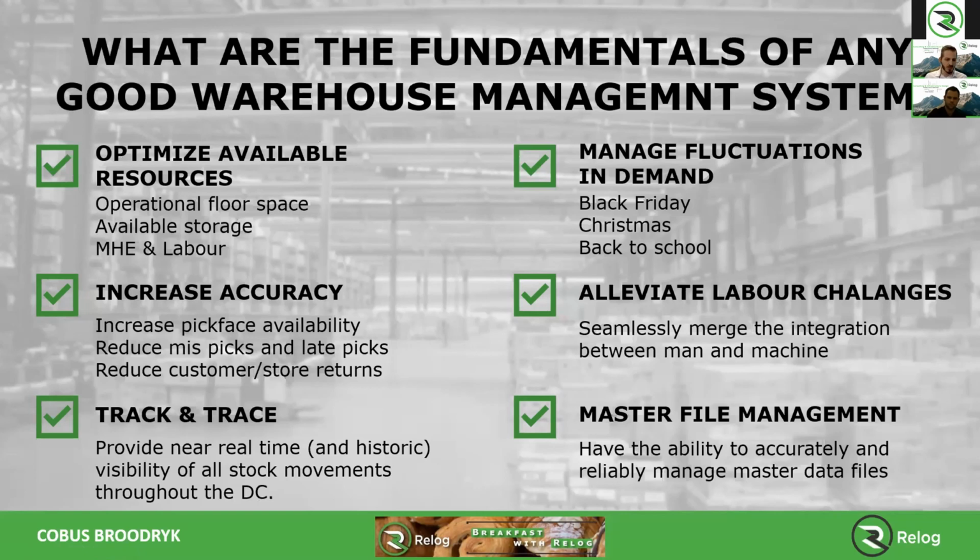As I mentioned earlier, with scale and volume comes complexity, and with complexity, sometimes accuracy goes out the door. So a good fundamental principle of a warehouse system is that it needs to maintain accuracy throughout the process. It needs to provide you with track and trace capabilities, so you can see on a near real-time basis where your stock is in your facility, and also allow you to go into historic information to understand how stock moved, where the bottlenecks were, where the delays were, and what can I do to make that better.